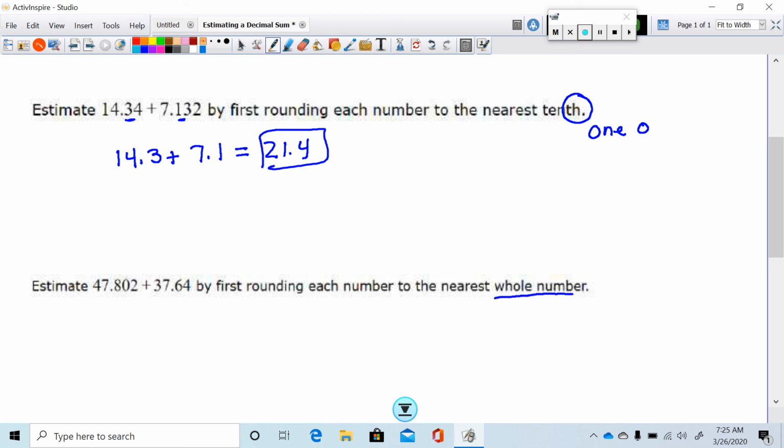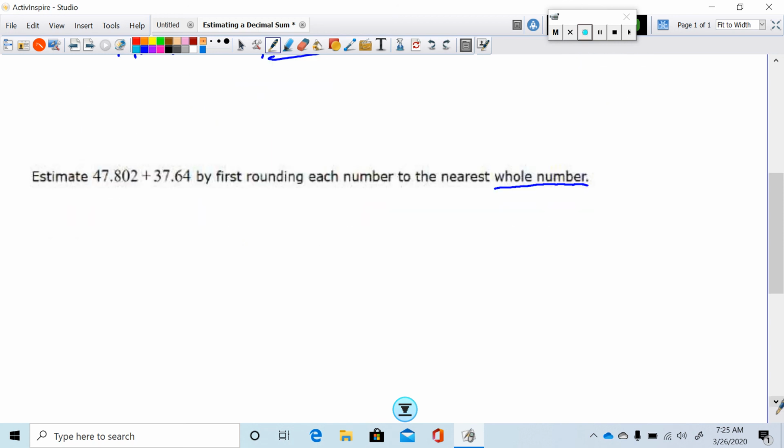This next one says nearest whole number. That means no decimals. So we are looking for the number that's just to the left of the decimal. This number and this number. Okay, the number after the 7 is an 8. That's bigger than a 5. That means the 7 has to add 1.